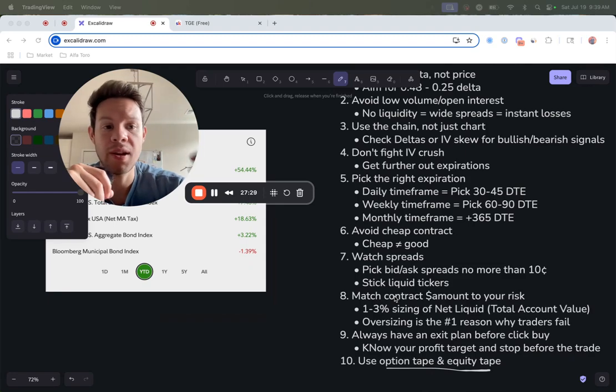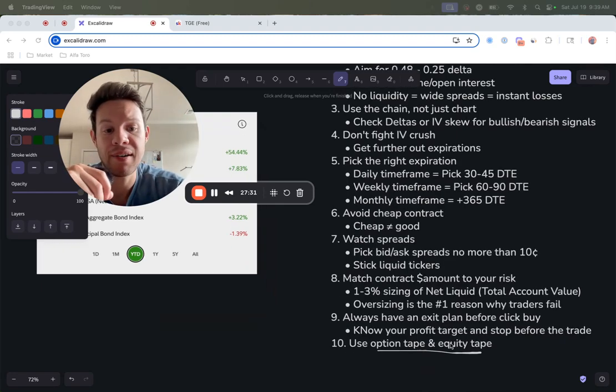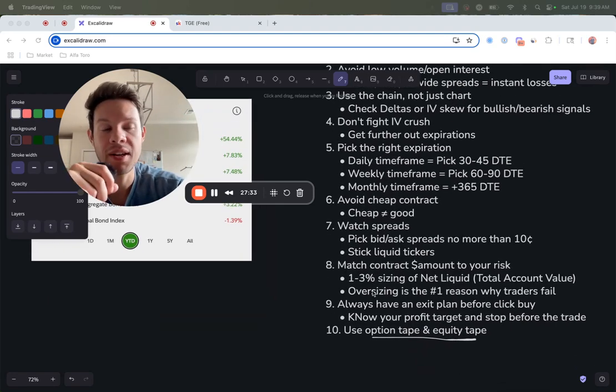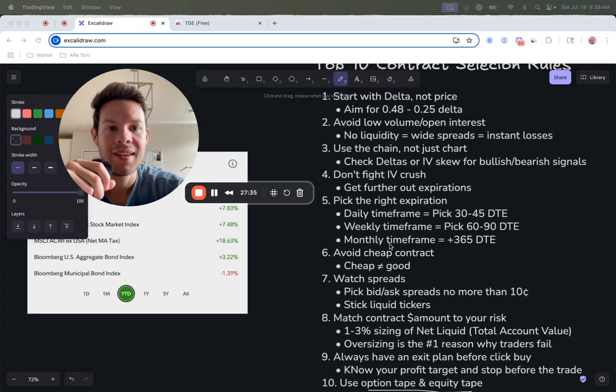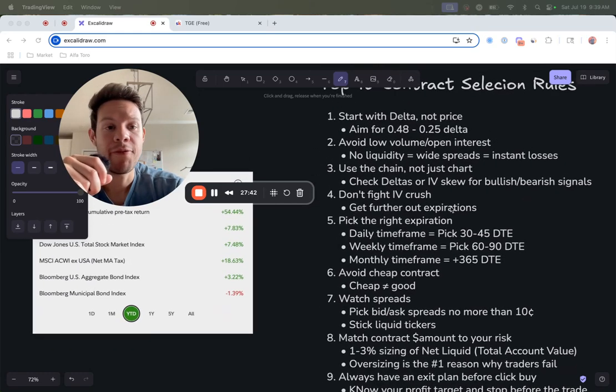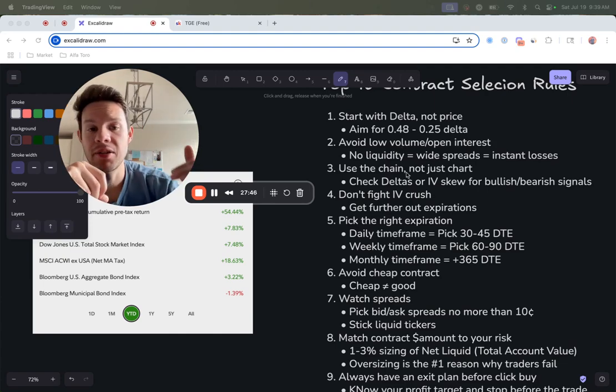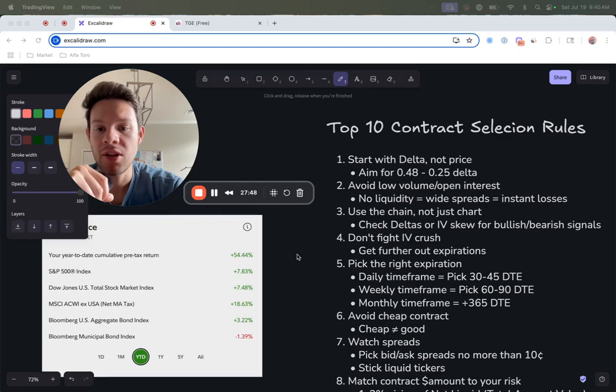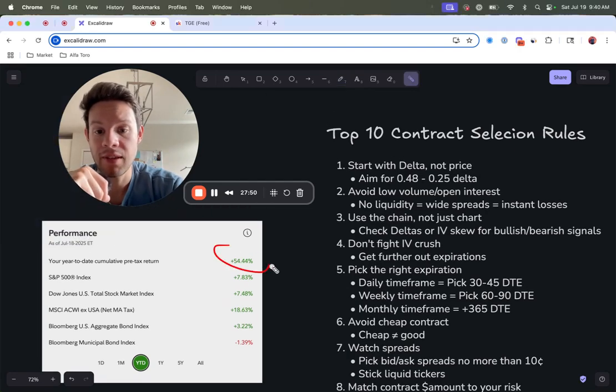You do it, and do it, and then it becomes automatic, and you don't even have to think about it. All of this just becomes second nature, instinctual. But these are definitely the top 10 contract selection rules that I have before I go into any trade. It's all about having the highest probability to win and come out profitable so you can achieve this type of result.